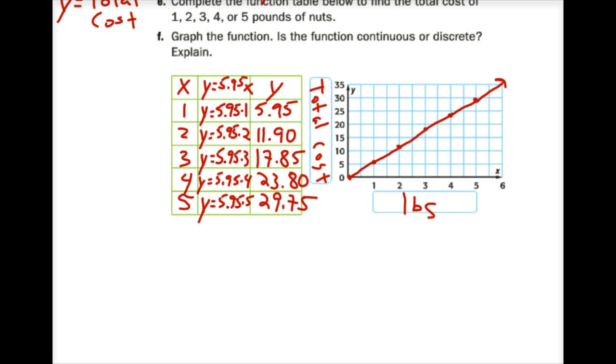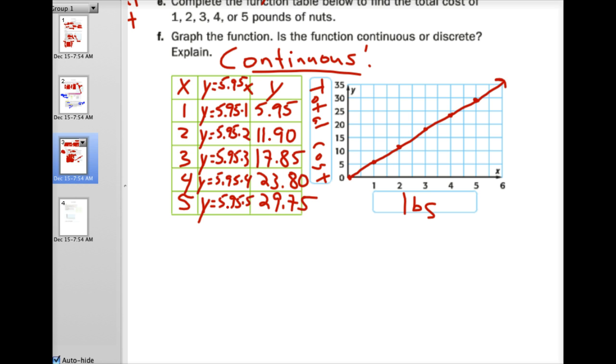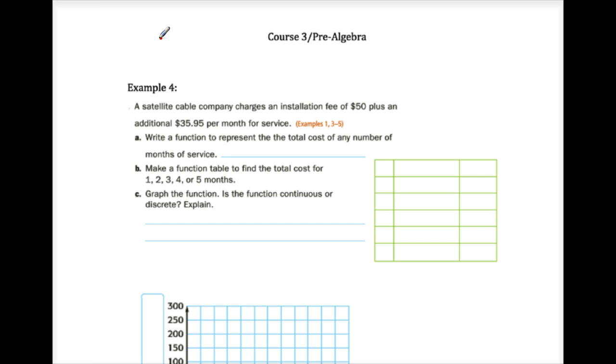So, Billy, my next question to you: is this continuous or discrete? Continuous. Continuous is a straight line with no holes. This one is continuous. All right, last problem, guys. I know it's been a long one. This one might not be continuous. Hint, hint.